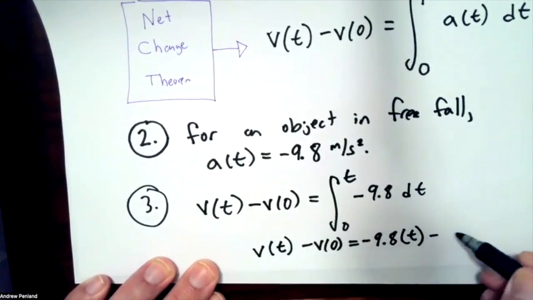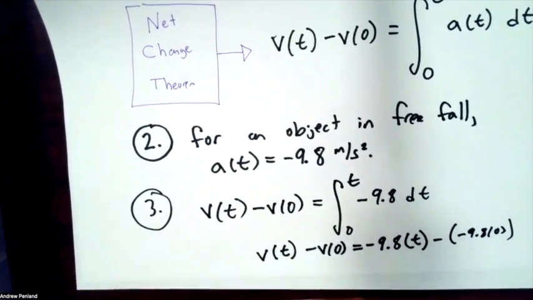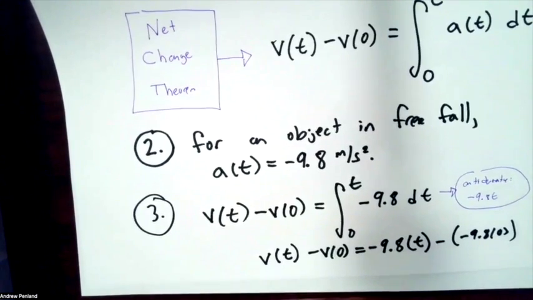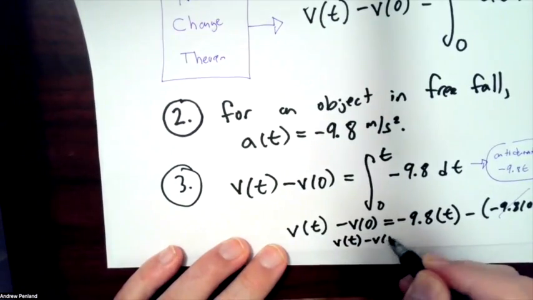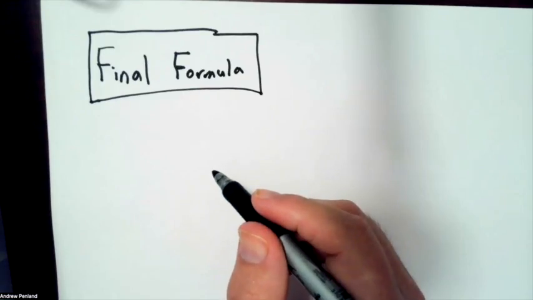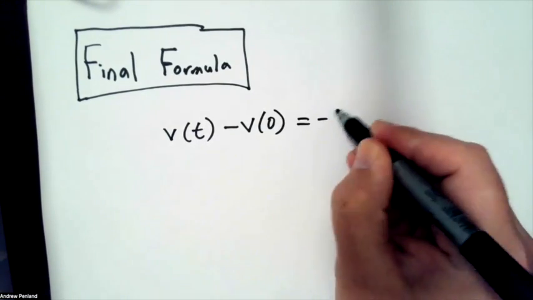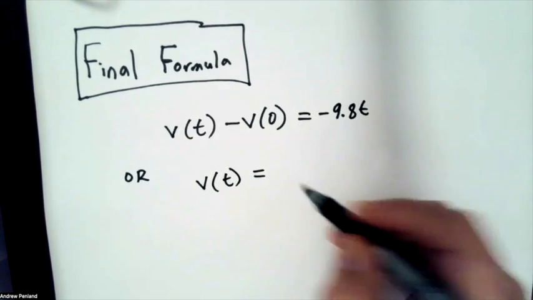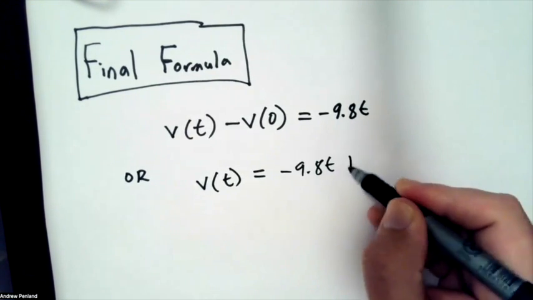We can evaluate this definite integral with an antiderivative, which will be -9.8t. Plugging in and evaluating, we get v(t) - v(0) = -9.8t + 9.8 times 0. This simplifies to v(t) - v(0) = -9.8t. Notice that you might see this formula in a few different ways. For instance, we could add v(0) to both sides to obtain v(t) = -9.8t + v(0).